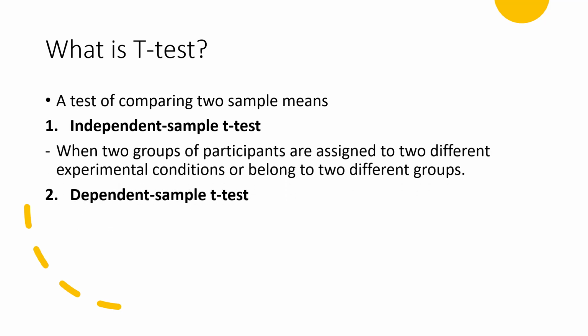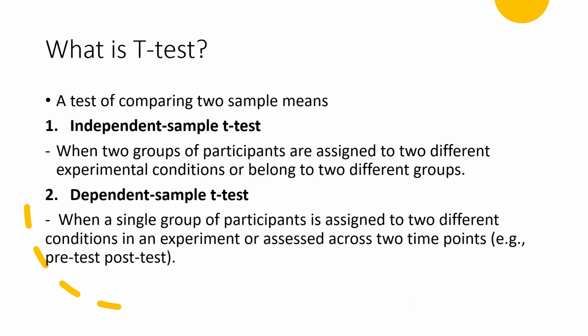Independent sample t-test is used when two groups of participants are assigned to different experimental conditions or when they belong to two different groups, such as sex. Dependent sample t-test is used when a single group of participants take part in two different experimental conditions or go through two testing conditions, such as pre-test, post-test design.